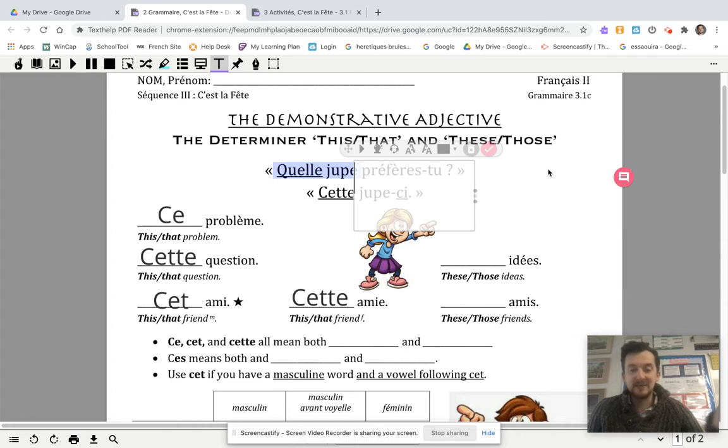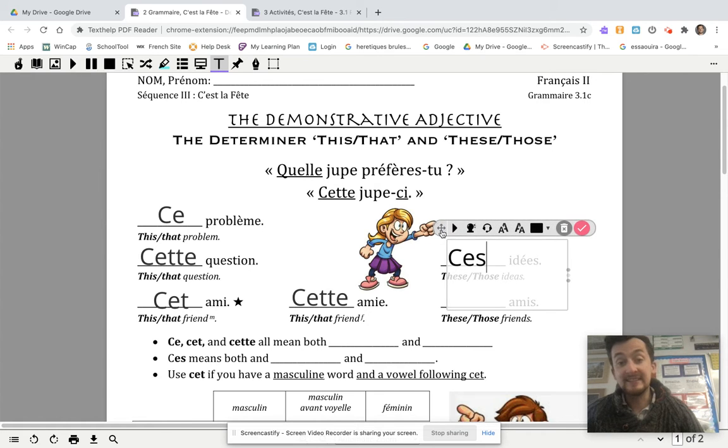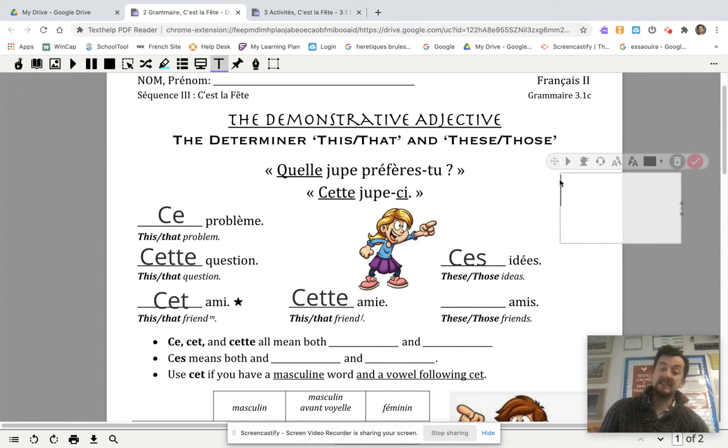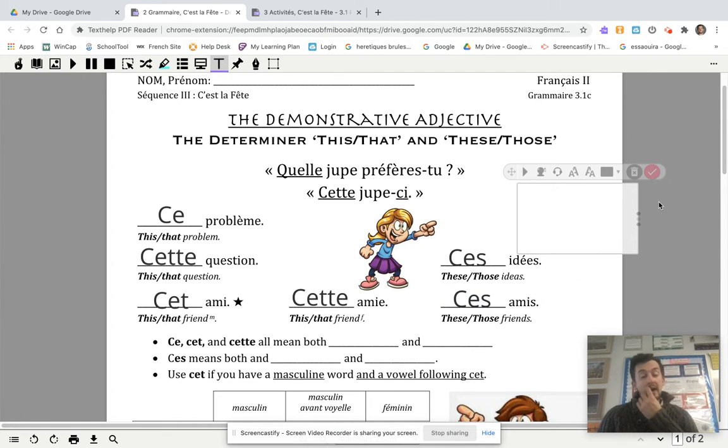It sounds the exact same as the feminine, but it's not. D'accord? So voilà. Now, if you want to say in the plural, whether you're saying these or those, it's ces. D'accord? Ces idées. These or those friends: ces amis. D'accord? Pretty straightforward in the plural. You don't have to worry about masculine and feminine.